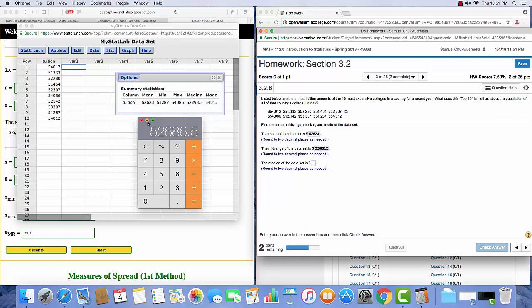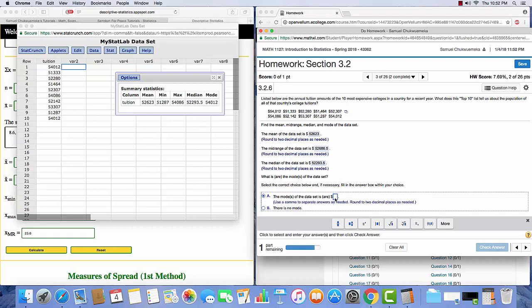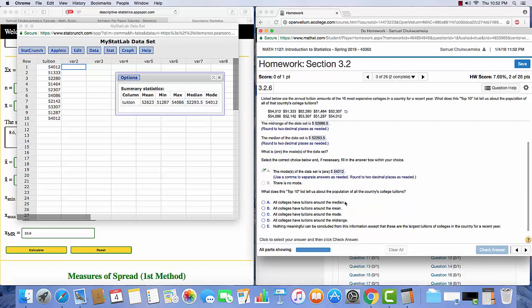I'm gonna minimize this. Then the median is 52293.5. And the mode is 54012. Okay.